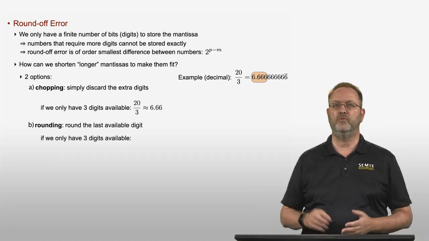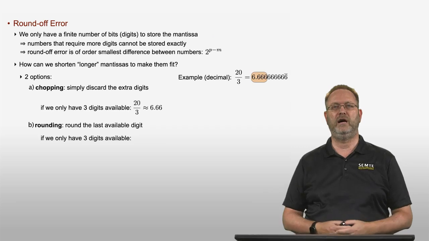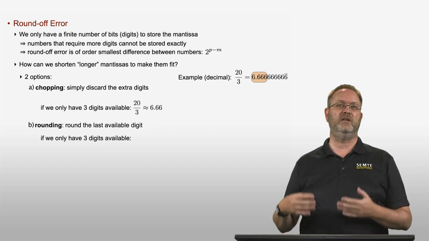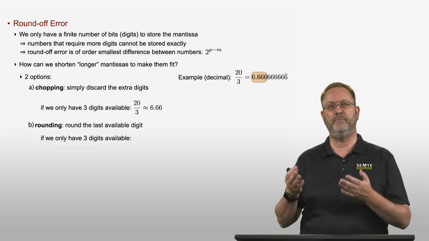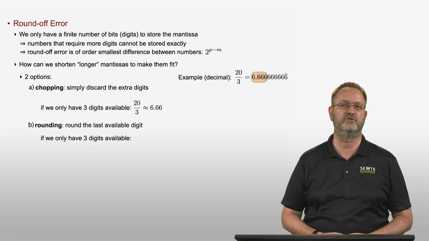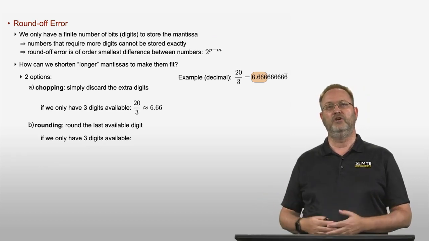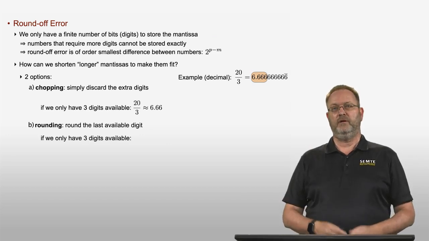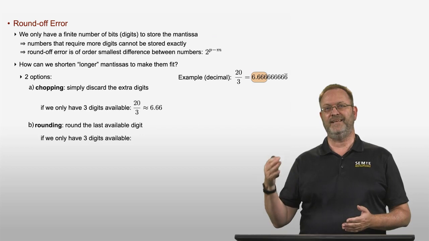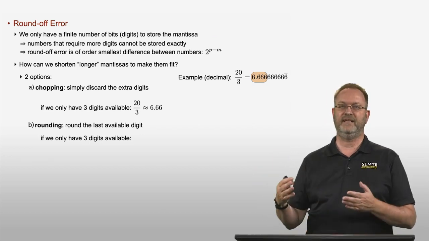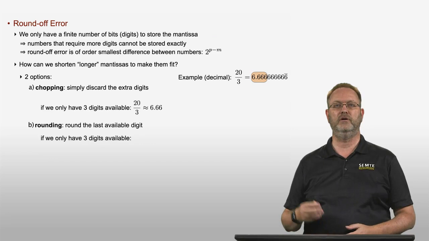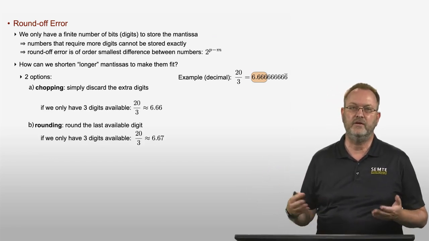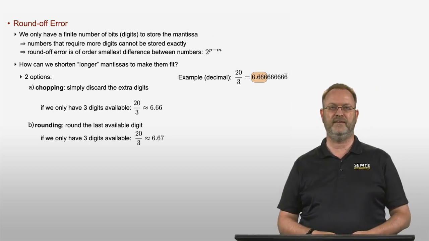Rounding, on the other hand, works a little bit differently, and you probably all know how rounding works. You look at the next digit, and if that digit is larger than 5, you will round up. You will increase the last digit you have available to store. And if it is smaller than 5, you would just basically chop the numbers away. So in our example, we're going to look at 6.666. That last digit that's marked there, 6, is larger than 5. So therefore, the third digit would be rounded up. And we would approximate 20 over 3 as 6.67.